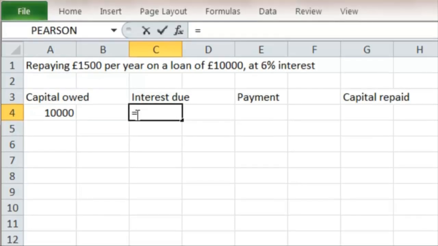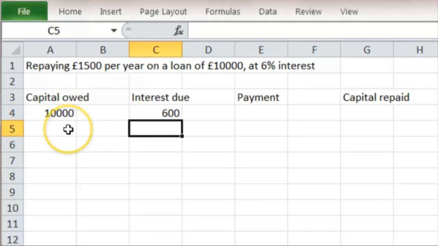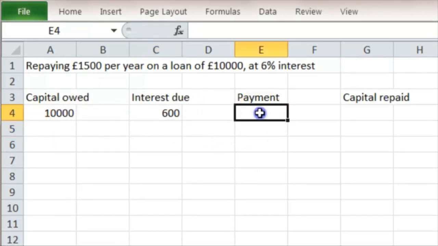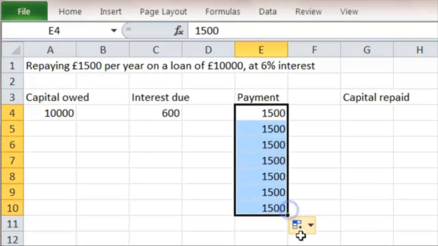Each year, we pay 6% interest of what we owe. So the interest equals 0.06, which is 6% interest, times what I still owe. That's £600. I'm paying back £1,500 every year. So I'm going to click and drag that because that's always going to be there.